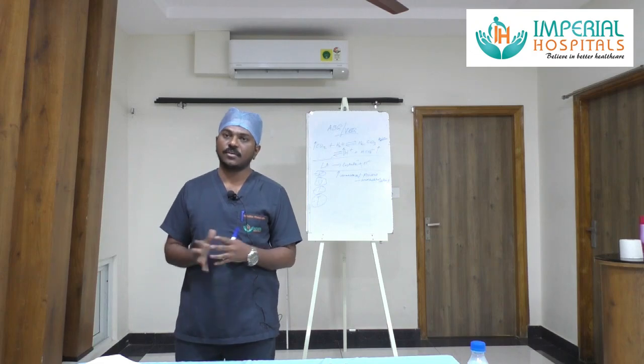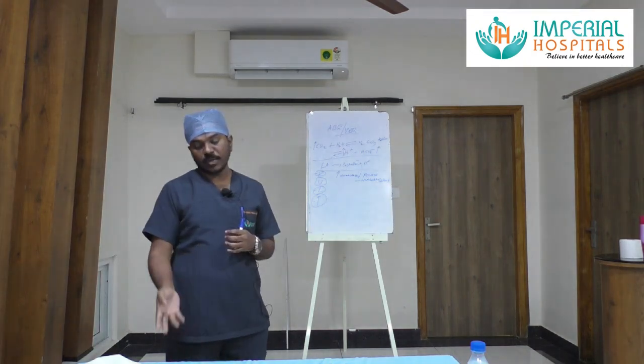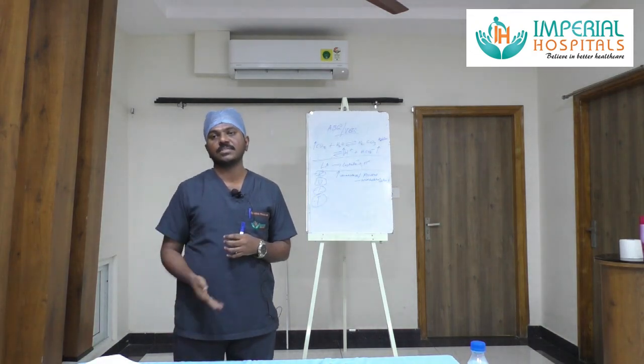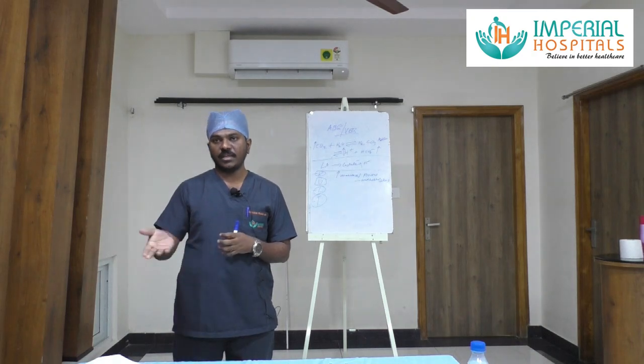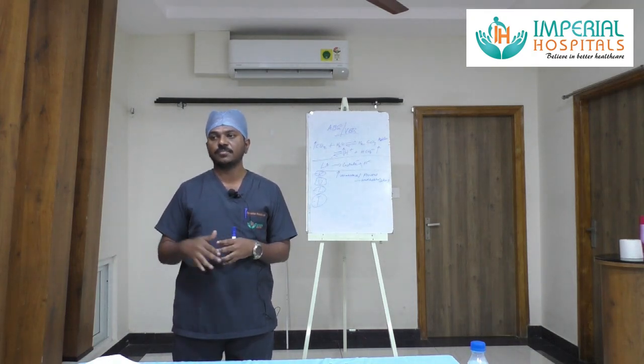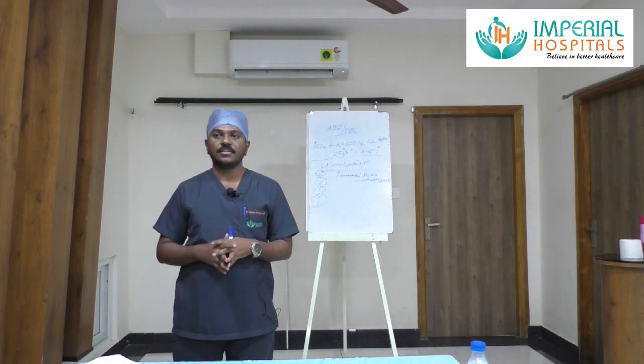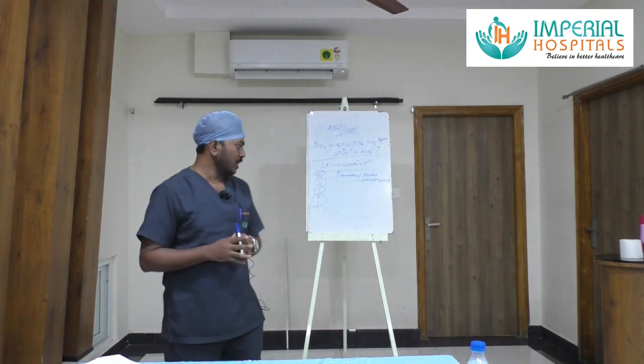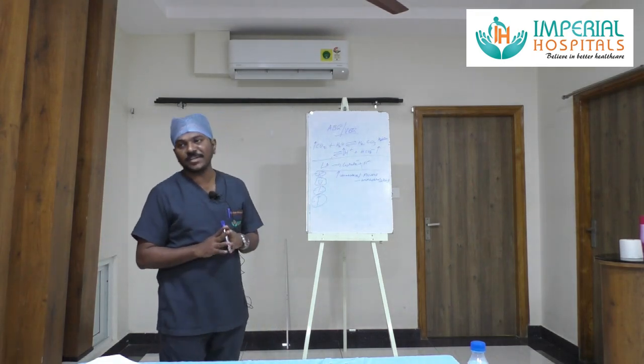What is the difference? How to find the difference? Ketones may be trace, 1+, 2+, or 3+. Sometimes, if the patient comes early, ketones are not yet positive. Blood ketones and serum ketones we are not checking here. So we can't depend on urine ketones for treatment of diabetic ketoacidosis.